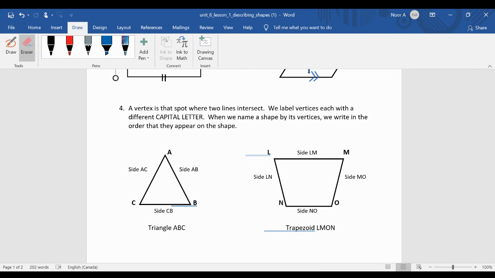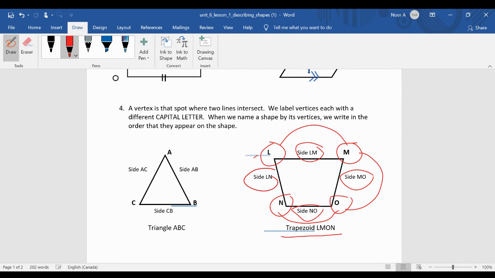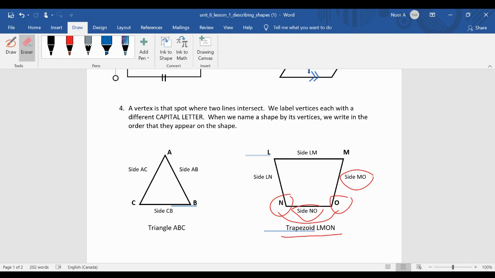So this is a trapezoid, and in here we have L, M, O, N. Therefore the name of this trapezoid is LMON. That's just the name of it. This here, we call it side LM because it's connecting these two. This is OM because it's connecting these two. This is ON because it's connecting these two. This is NL because it's connecting these two. Okay, so these are some of the things that we can look for when we're trying to describe a shape.